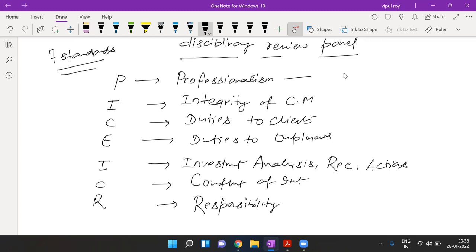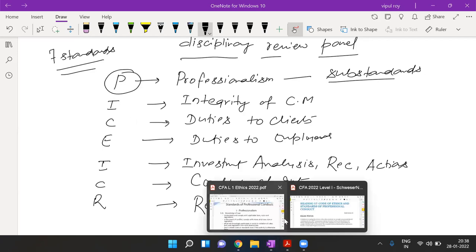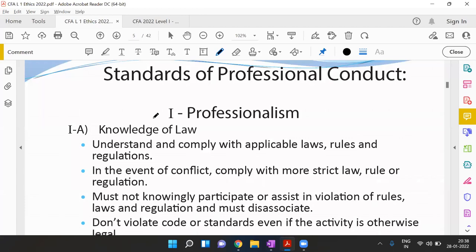Within each standard, there'll be different sub-standards, right? So I'll start the discussion with the first standard, which is professionalism. So let us start the discussion. And the first standard which we are going to discuss is professionalism. This is standard 1.